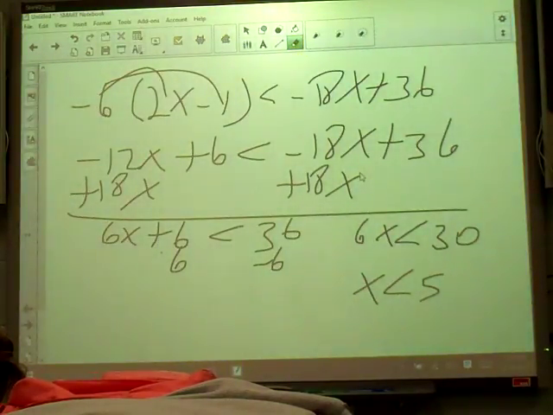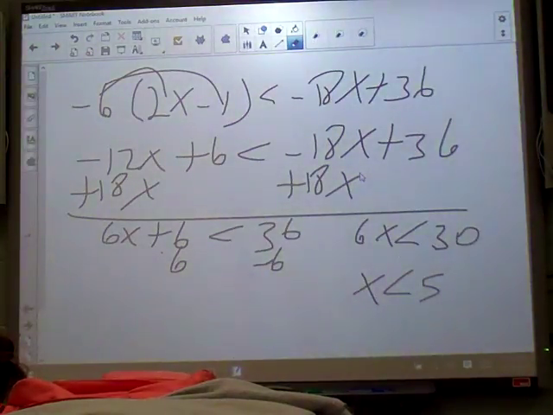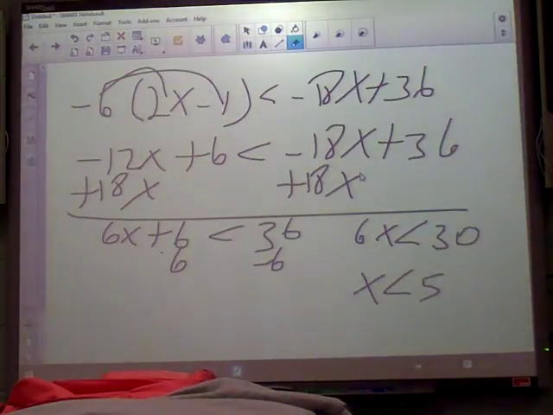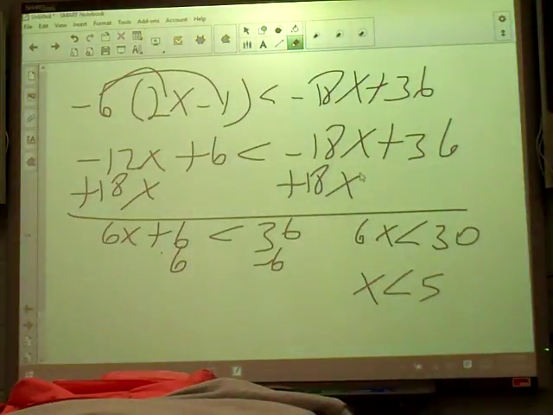So looking at the choices, I could mark out B and D because they had 18s in them and not 5s. So trying to decide between A and C, my x has got to be less than. So which one, A or C, shaded less than? A. Page 2.